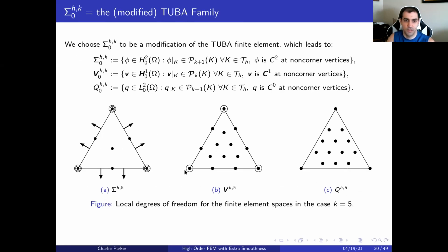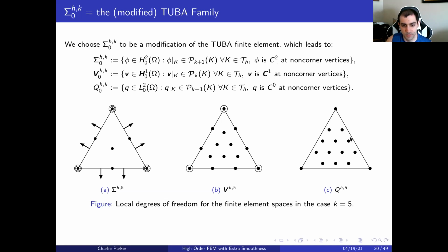Okay, so what do we actually choose? We're going to choose sigma to be the modified Argyris space. These elements are a little strange, so I'll go through them more slowly. Sigma is piecewise polynomials of degree k plus 1, such that they are C2 at non-corner vertices. The velocity space will be just C1 at non-corner vertices, but otherwise just continuous, and Q will be discontinuous except it's continuous at non-corner vertices, where non-corner vertices here means of the mesh itself.